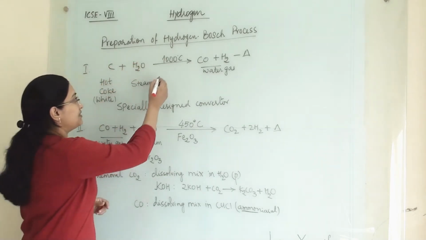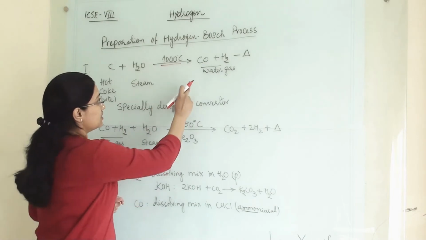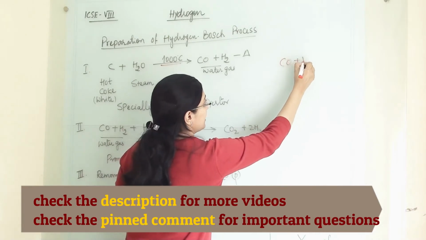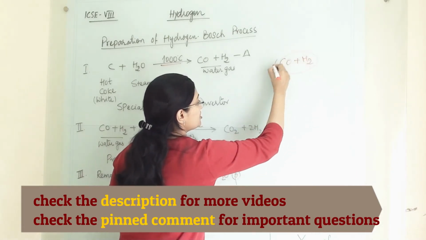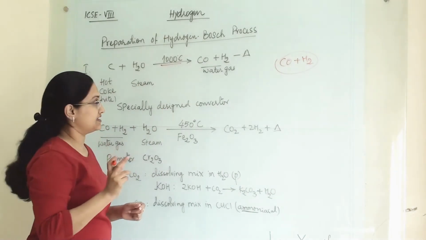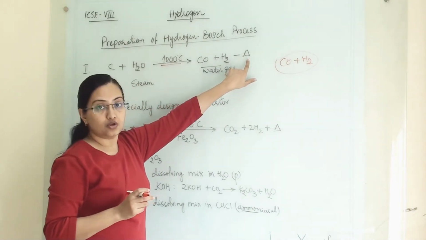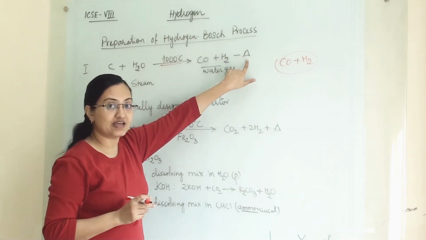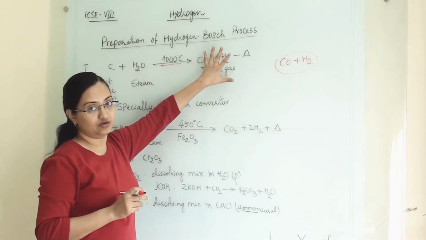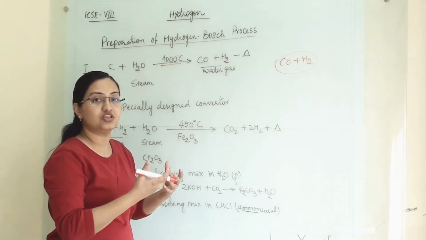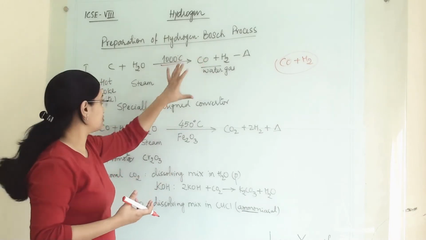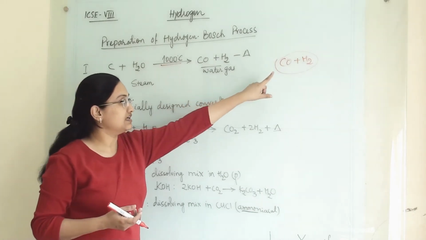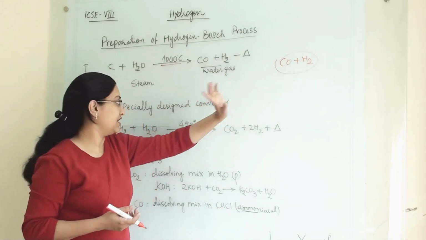This reaction is happening at 1000 degrees Celsius. So we will get a mixture of carbon monoxide and hydrogen gas. This mixture is collectively known as water gas, and we need a lot of energy. In this reaction, where delta H is positive, that means this reaction is endothermic. That means we have to give energy to perform this reaction. So in the first step we will get water gas. And what is water gas? That is a mixture of carbon monoxide and hydrogen gas.